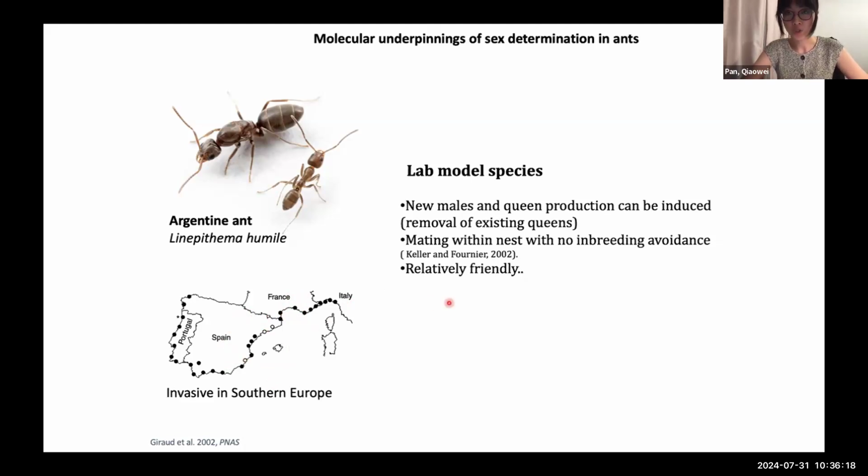The main reason why we chose this species as a model for this project is because the majority of ant species do not reproduce in laboratory conditions, but this species does not seem to mind that. The production of new males and new queens can be induced in laboratory colonies by removing the existing queens. And mating within the nest between brothers and sisters happens readily, which is quite convenient for generating inbreeding crosses. And this is a relatively friendly species that does not bite or sting.